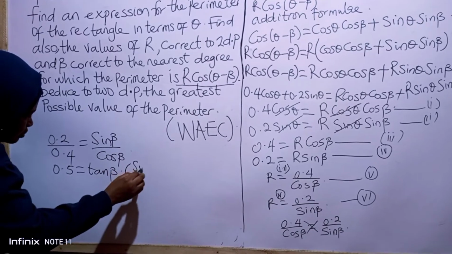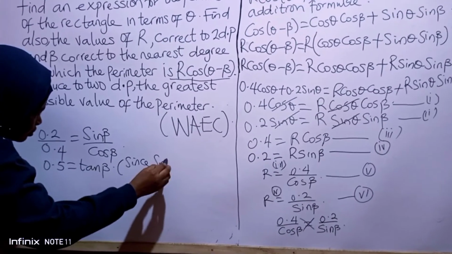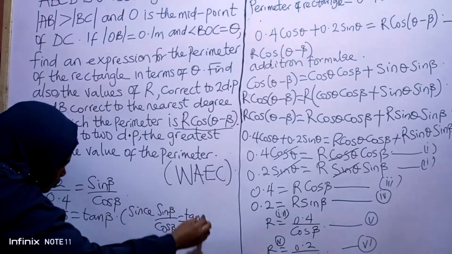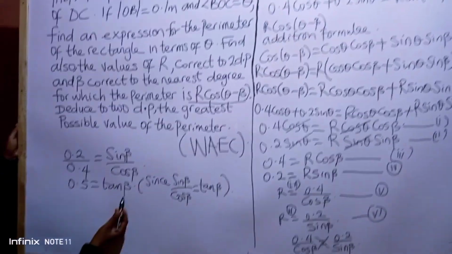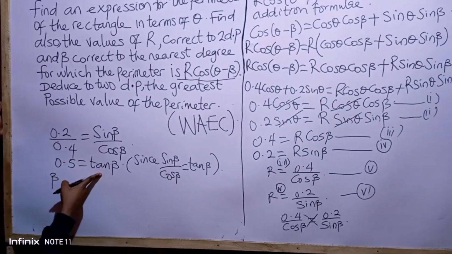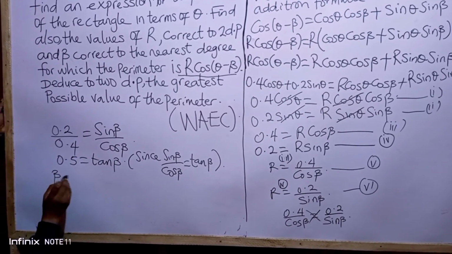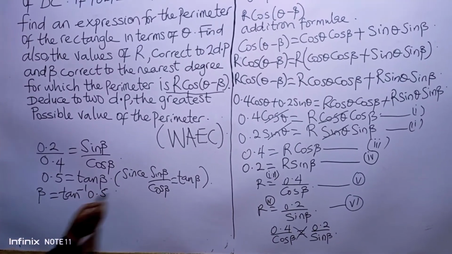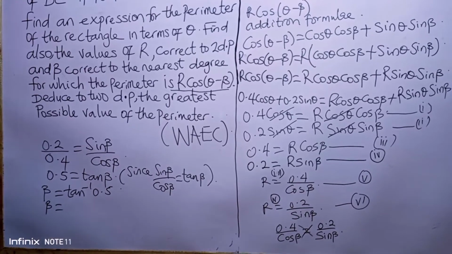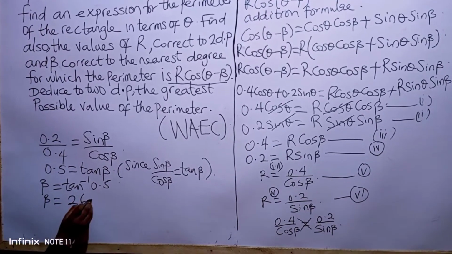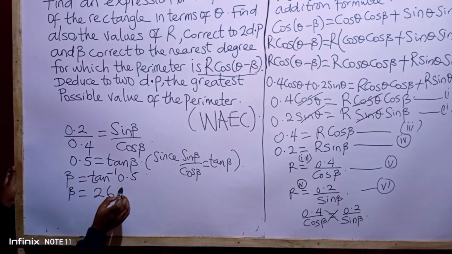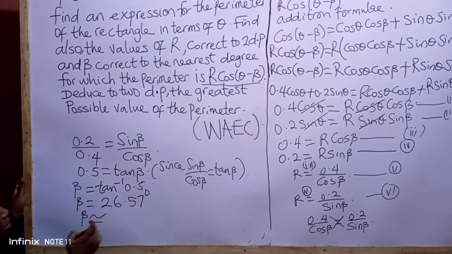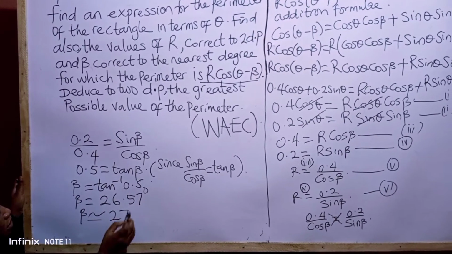Since sin beta over cos beta is equal to tan beta, to find beta, I'll take the inverse of tan on both sides. So beta is equal to arctan 0.5. If you press your calculator, it gives 26.57 degrees. So approximately, beta is equal to 27 degrees.